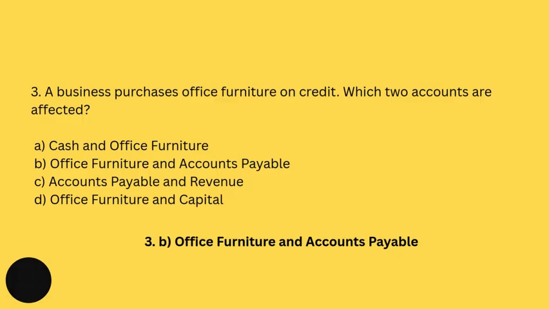When the business acquires office furniture, it increases its assets, specifically the office furniture account. At the same time, it creates a liability which is reflected in accounts payable. This means that while the company gains an asset, it also has an obligation to pay for it later. This example encapsulates the fundamental balance in accounting. Every transaction has dual effects. Keep this duality in mind as we move forward.